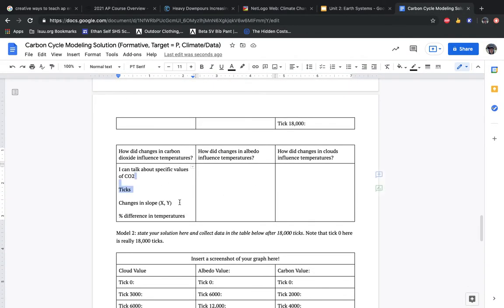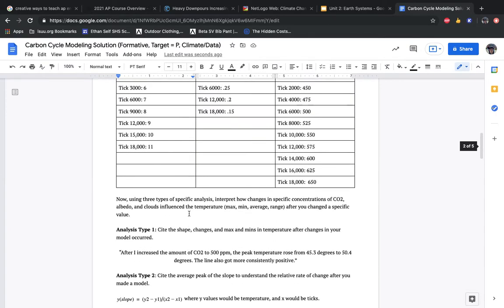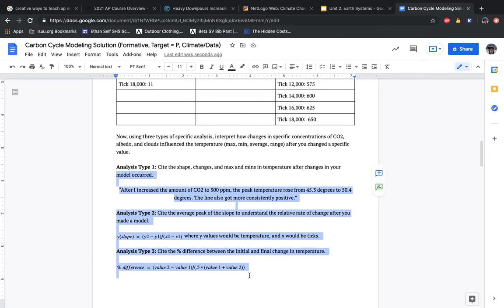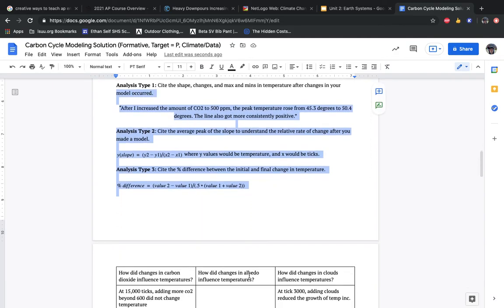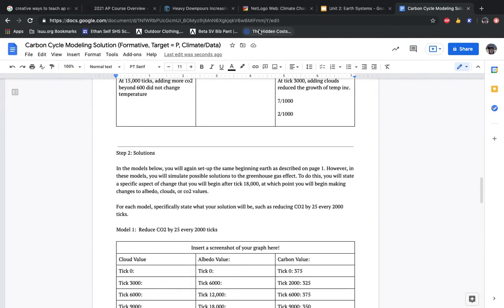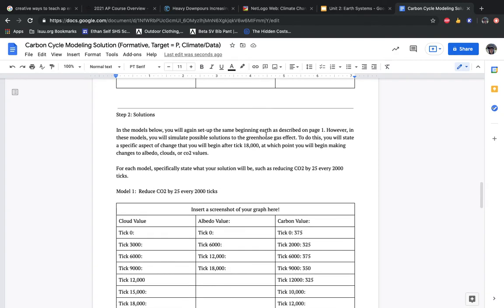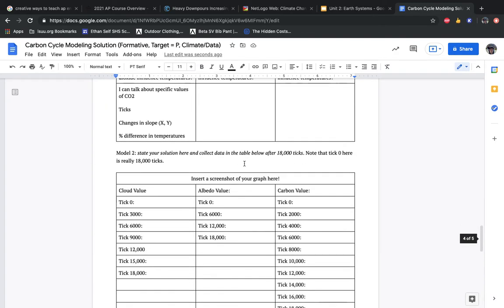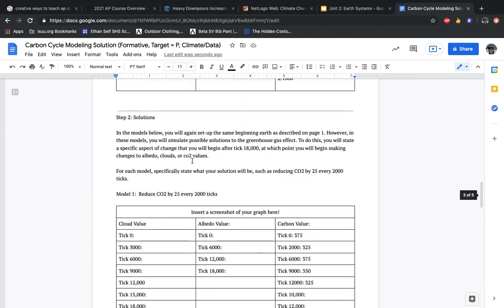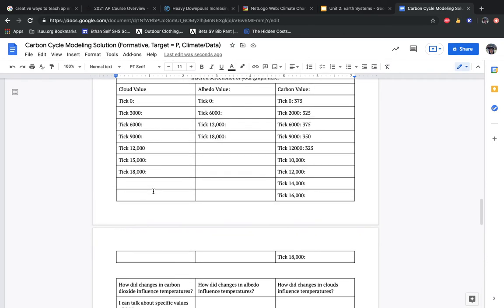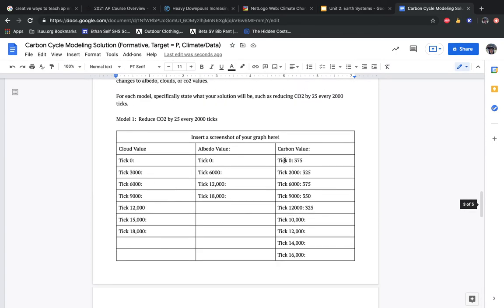I'm really looking for some specific data citation, so feel free to use all three types of these analyses to really hit home how different changes impacted our solutions. When it comes to the second model that you do, try and take whatever you did in Model 1 and vary it somehow to see how differences in frequency and variation impact it. You can change the amount of CO2 that you emit, the clouds or the albedos, and you can also modify the ticks. How quickly do you make those changes?